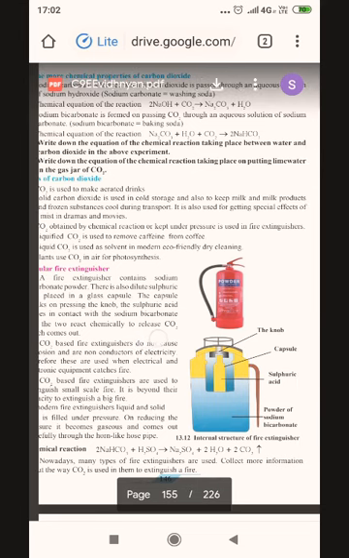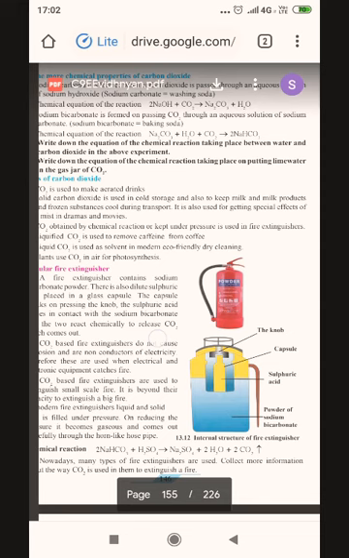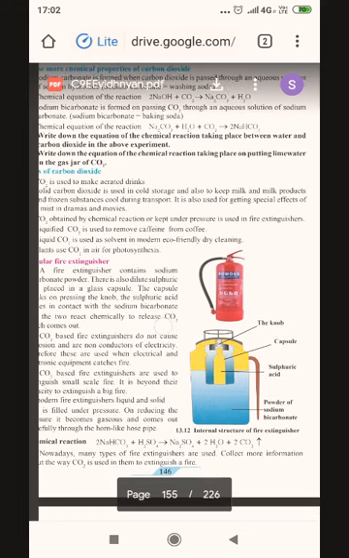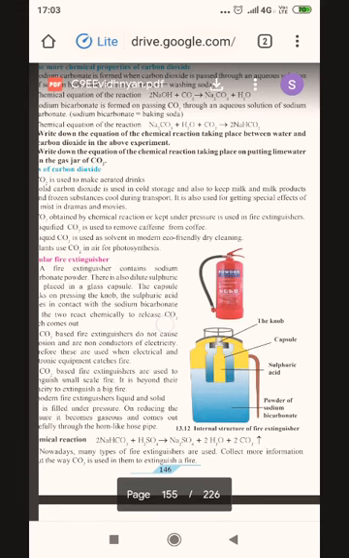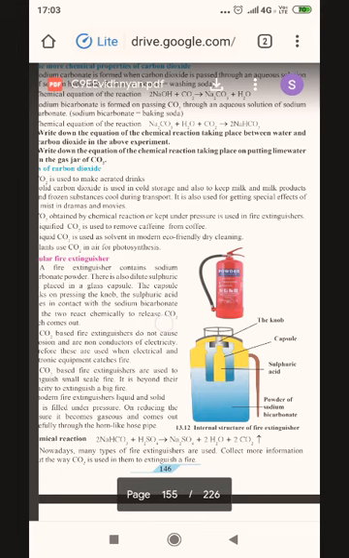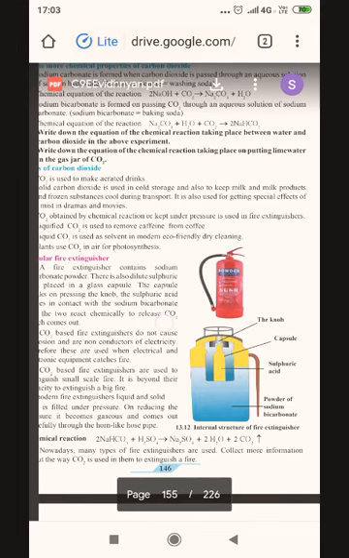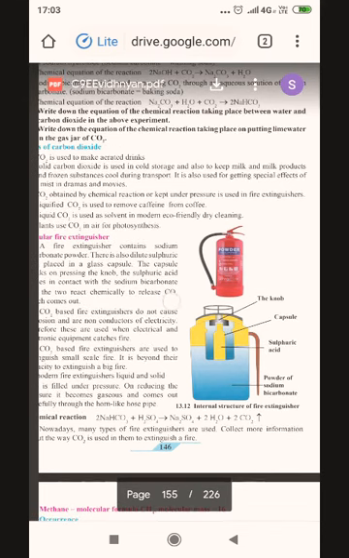Lime water is nothing but calcium hydroxide. When carbon dioxide is passed through it, calcium carbonate is formed, and a precipitate, a white color substance, is formed which settles down at the bottom. So a white PPT is formed when carbon dioxide gas is passed through the lime water.